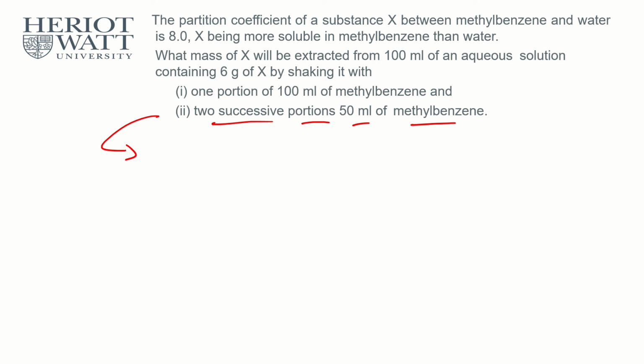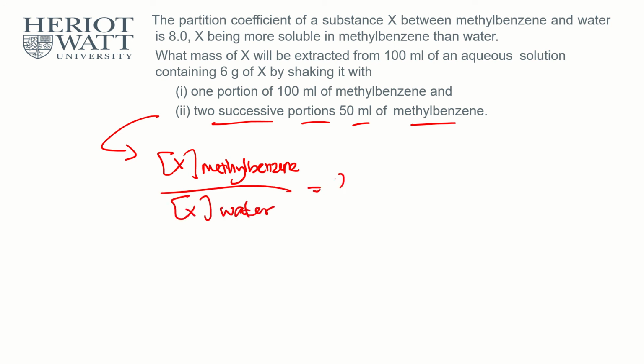First time, I shake it with 50. Once it's done, I remove the organic layer, the 50 ml, and I mix the water with another new fresh portion of methylbenzene and shake again. So which means we try to extract it using 50 ml each, but 2 times. Okay, let's see what's the difference. Now, we still do the calculation as usual. X in methylbenzene over X in water equals 8, right? But now I'm using a different volume. I'm using 50 for each successive portion. Let's say this is the first round.